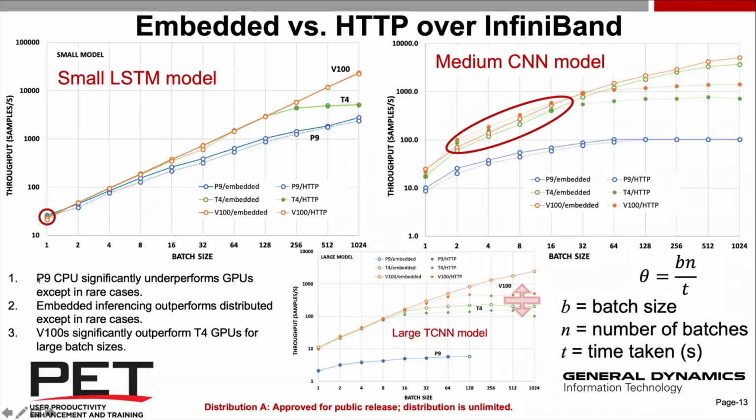And so our conclusions here were that the P9 significantly underperforms GPUs except in rare cases. Embedded inferencing outperforms distributed approaches except in rare cases. And the V100 significantly outperformed T4 GPUs for large batch sizes.